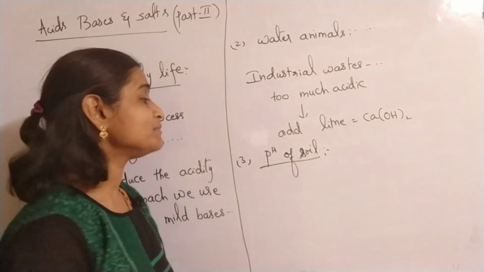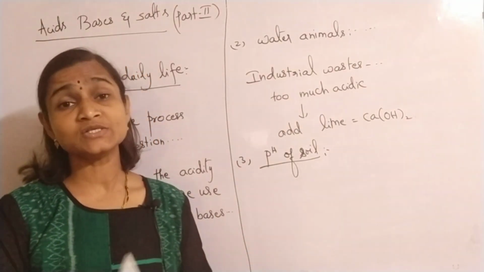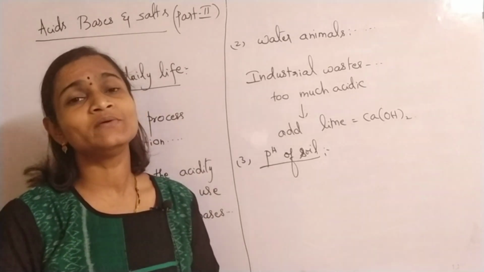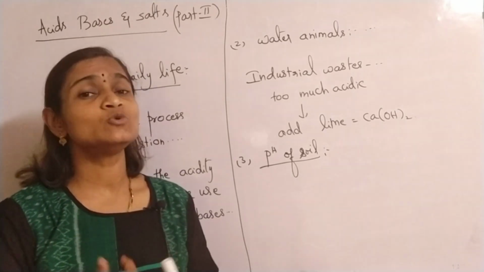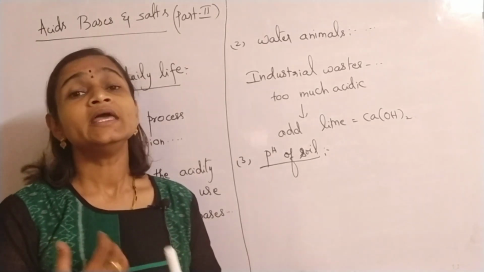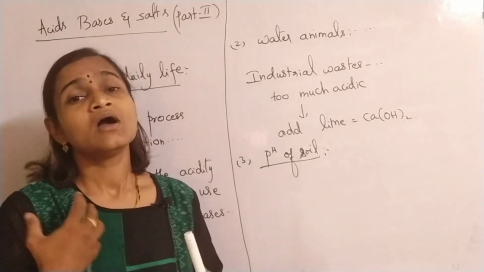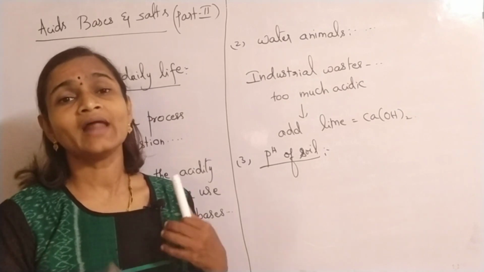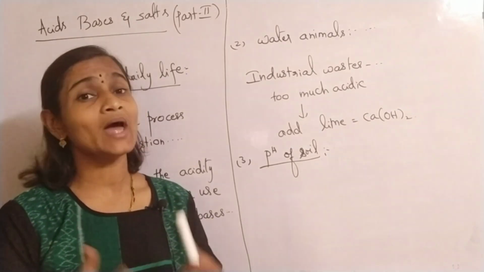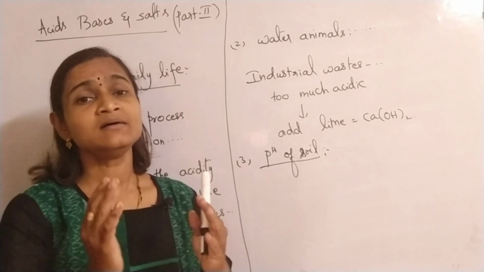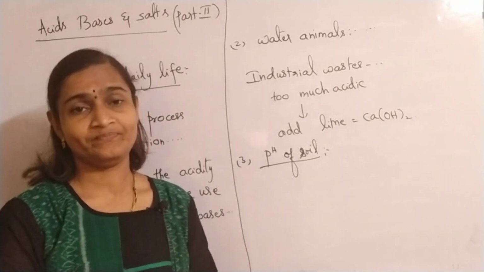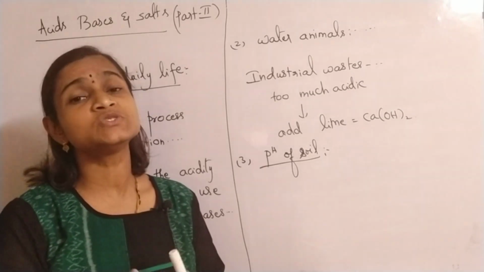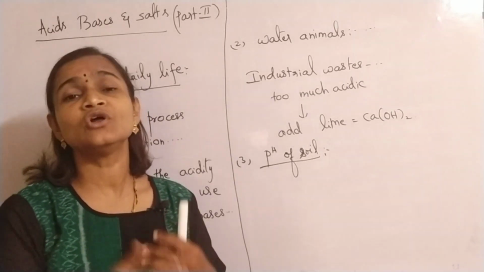Similarly, the pH of soil is sometimes basic also. In such cases, what will you do? If the soil is too basic, then you have to add organic manure like cow dung or animal excreta. If you add them, then the acidic nature is restored, so that the soil gets neutralized and becomes suitable for the growth of the next crops.